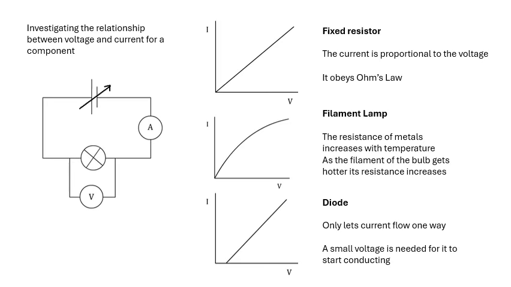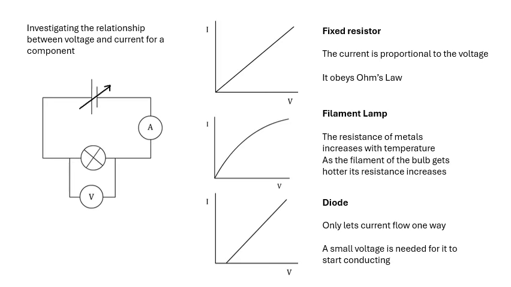So R is V over I, so V divided by I, you'd always get the same number. Yeah, because V is proportional to I. The current is proportional to the voltage. We say it obeys Ohm's law. Don't worry about Ohm's law. It's not on our specification. The graph is a straight line.